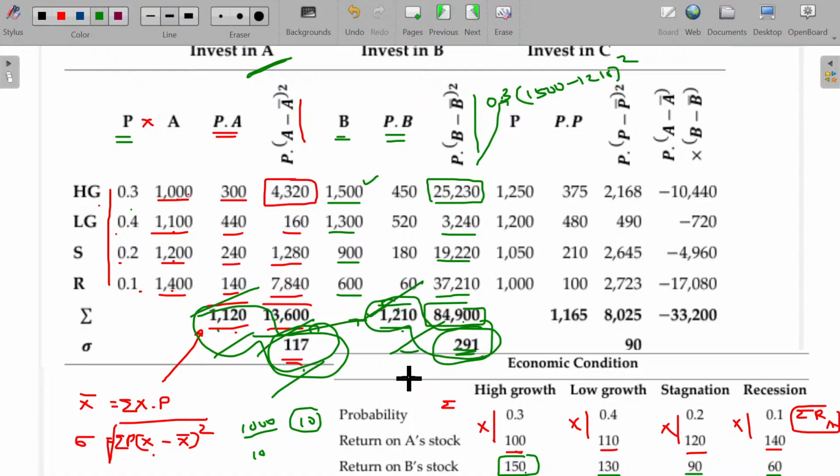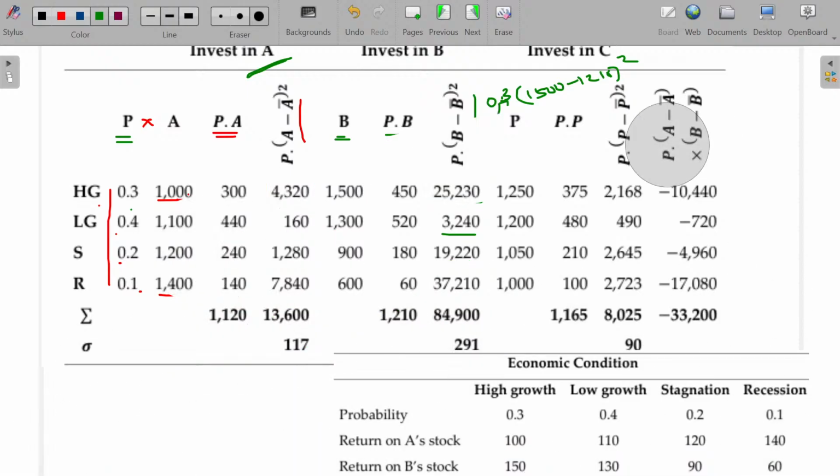1210 minus 291. What is the approximate value? 919. You invested 1000 rupees, ended with 919 in case of worst scenario. But here, in negative scenario, only 117 is subtracted, still 1300. You will be safer with your investment if you are investing in A. If you are investing in B, in best scenario, you will be getting high income. In worst scenario, you will get lesser income. Best income, but due to the heavy standard deviation, you get negative values. Hope you will be now able to understand.